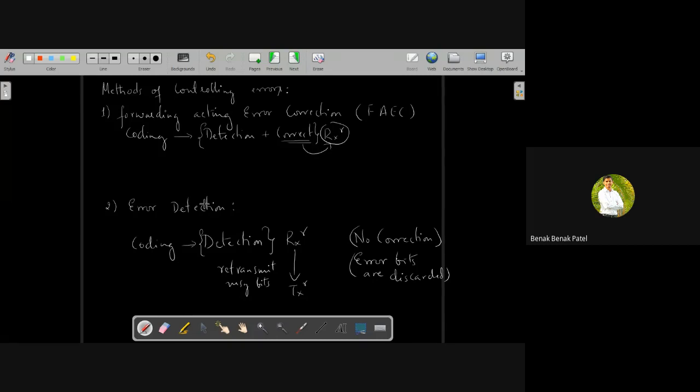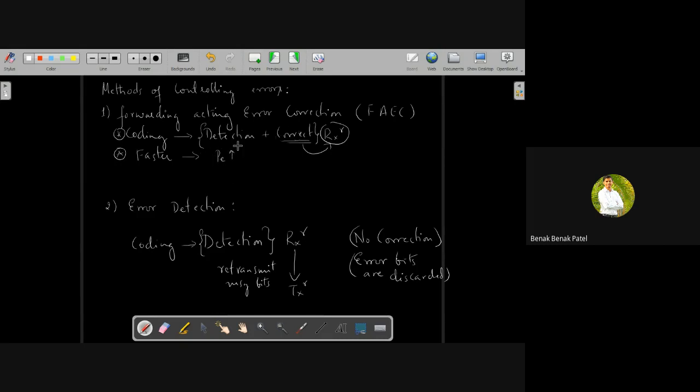Now, if I compare FAEC, that is forward acting error correction, with error detection, this is much faster. But the only drawback of FAEC is that in the approach to correct these errors, there might be some probability of error. So in this case, the probability of error is high, even though we are trying to detect as well as correct the errors.